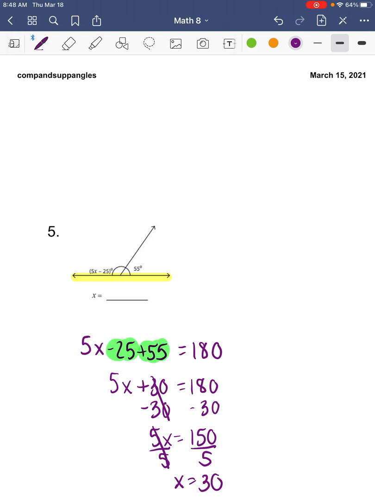However, our missing angle is 5x minus 25. So we need to take 30, plug it in for x. So we have 5 parentheses 30 minus 25. And that gets us 125 degrees. So our missing angle equals 125 degrees.